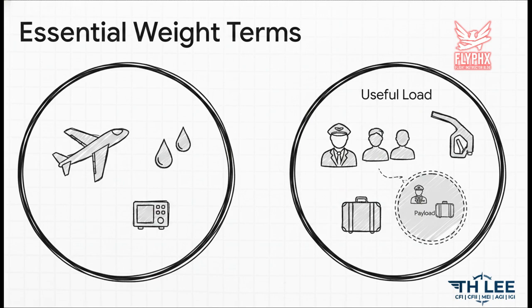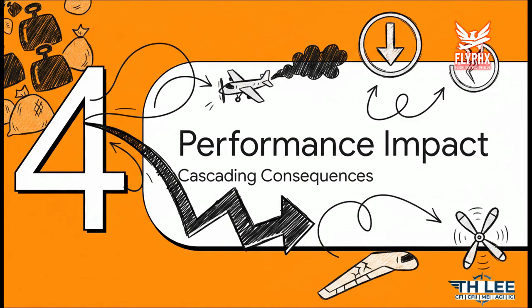Finally, I really want you to pay attention to useful load versus payload. Useful load includes everything you put in the plane: pilot, passengers, baggage, and usable fuel. Payload is strictly what pays the bills, just the occupants, cargo, and baggage. Knowing what your plane can lift versus what actually pays is a massive deal, especially if you want to fly commercially.